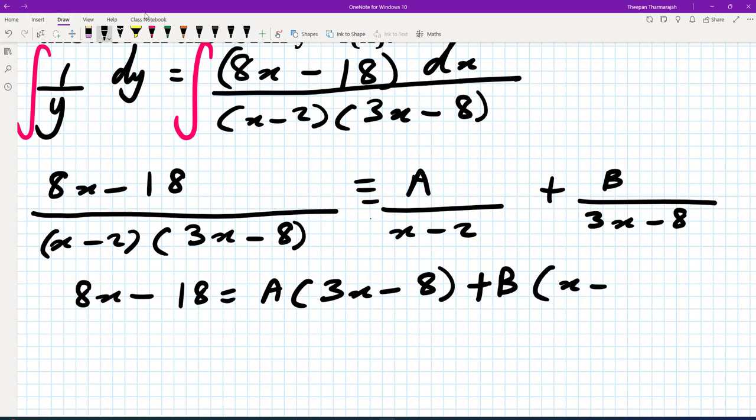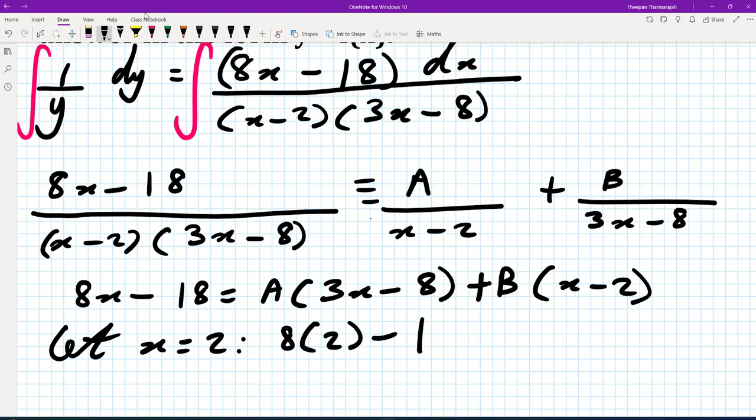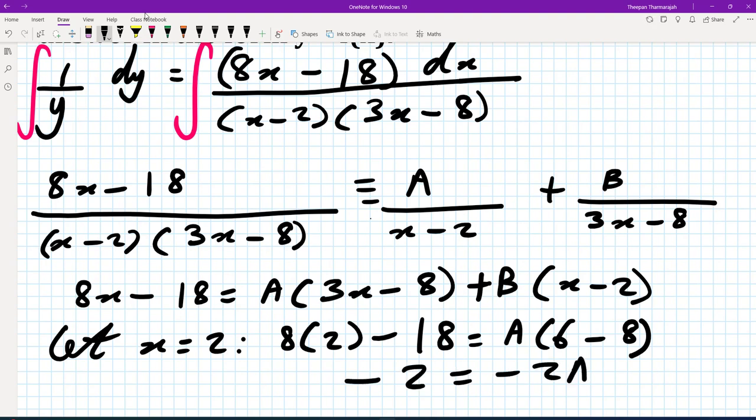So we want the b term to go to 0, so we're going to say let x equals 2. So we get 8 times 2 minus 18. B's gone to 0, so we get a times 3 times 2 is 6, 6 minus 8. So that gives me minus 2 equals to minus 2a. Therefore a is 1.